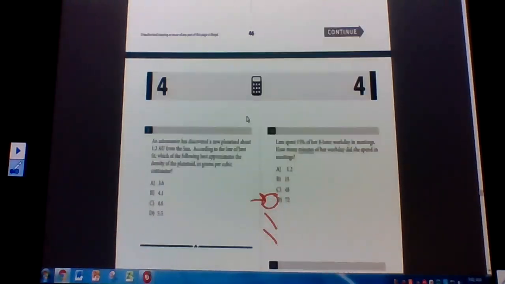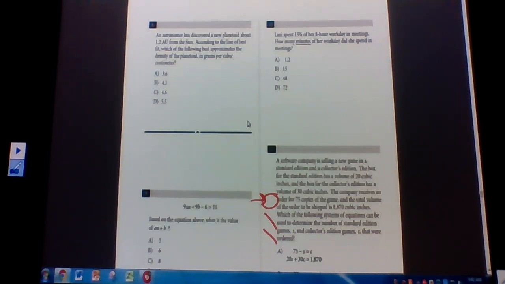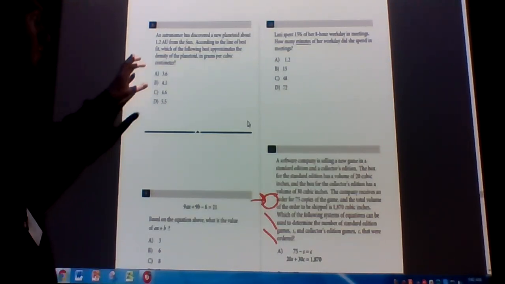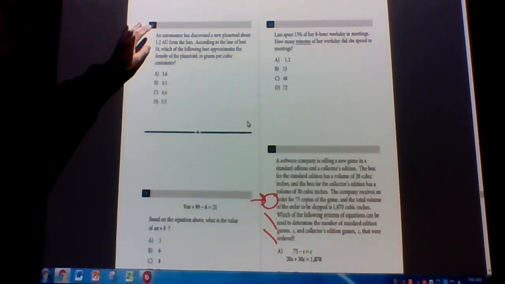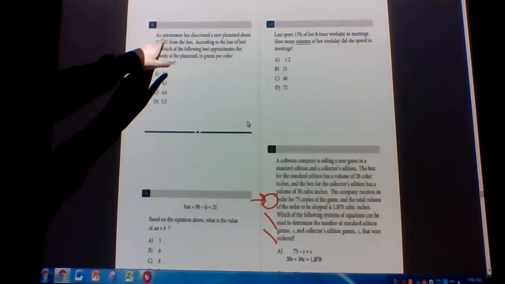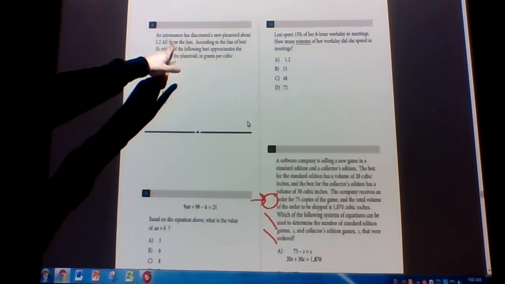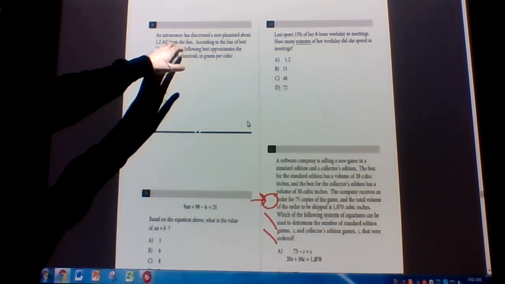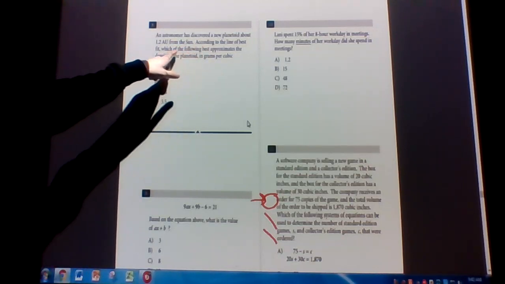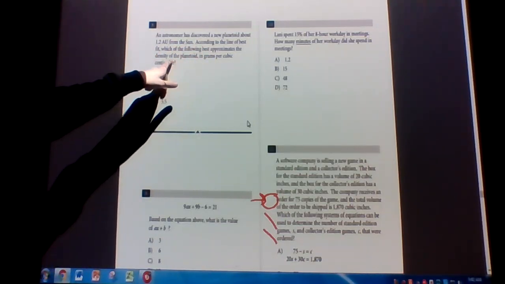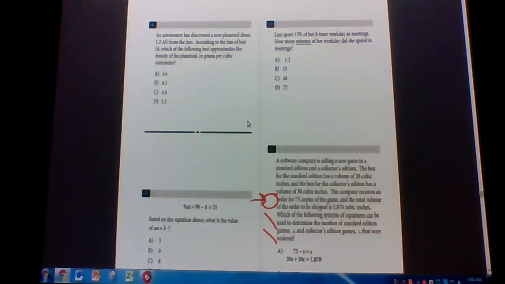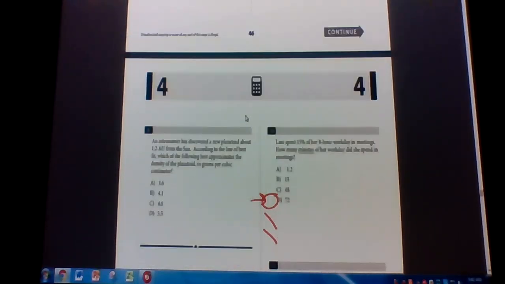Okay. Number 8. And I'll read it for us. Again, you should have this in front of you too, though, or at least on your phone or computer. An astronomer has discovered a new planetoid about 1.2 astronomical units from the sun. According to the line of best fit, which of the following best approximates the density of the planetoid? So we're just going to find 1.2 on your x-axis and figure out what the density is.